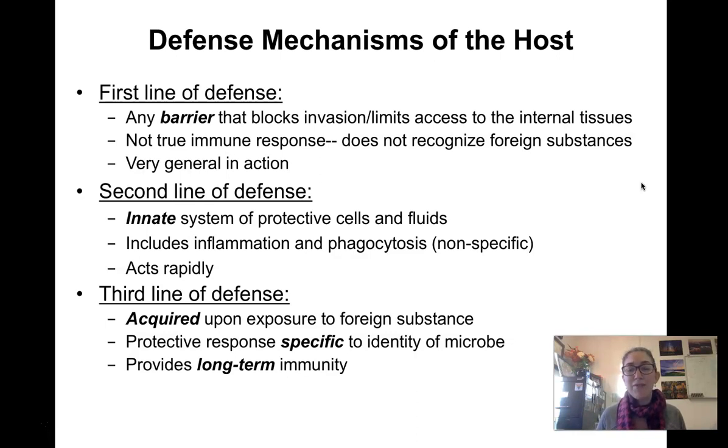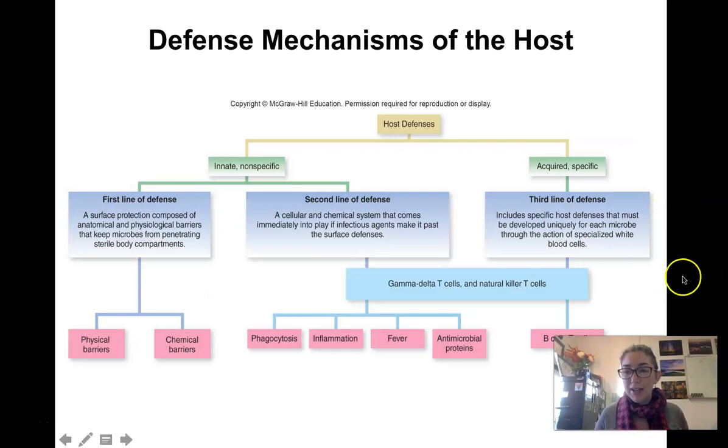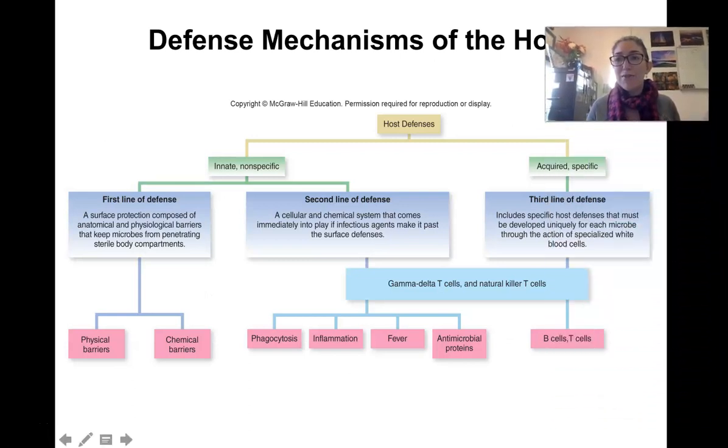The second line of defense is also known as the innate immune system. The first and second lines of defense are what we're going to cover in this chapter. And then in the next chapter, we'll talk in depth about the third line of defense, which is also known as the adaptive or acquired immune system. This is a learned response that we build in response to specific pathogens, and we create memory in the third line of defense.